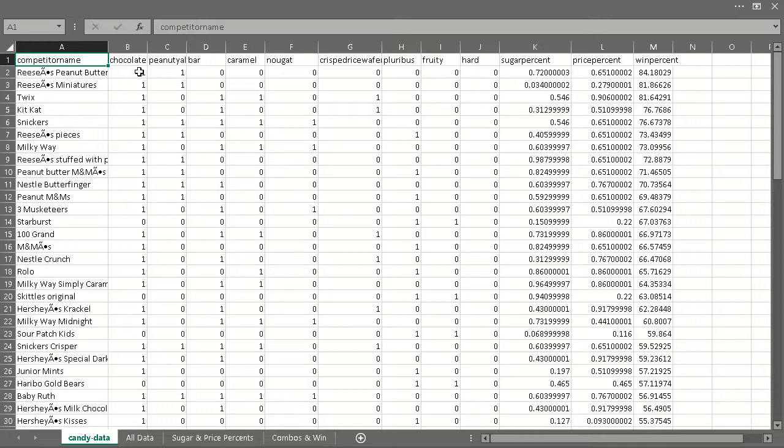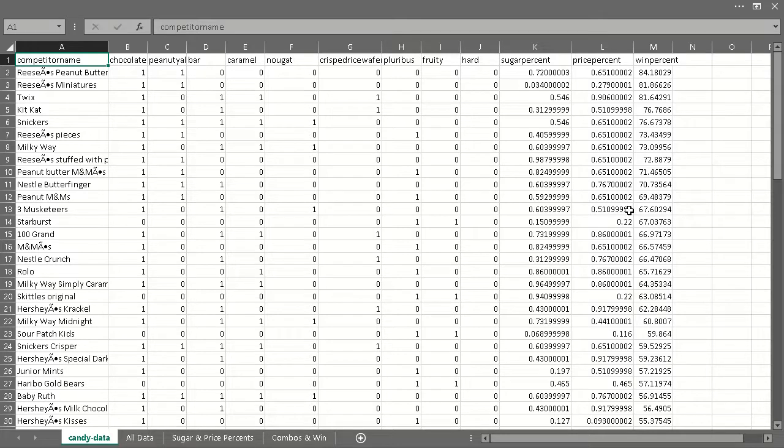The categories we have are chocolate, peanutty almond, bar, caramel, nougat, crisp rice wafer, pluribus, meaning many pieces of candy, fruity, hard, and then we have it broken down by the sugar percent, price percent, and win percent.